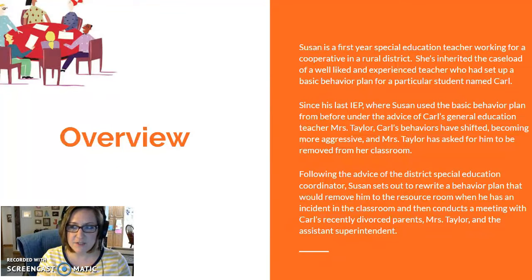So following the advice from a district special education coordinator, Susan writes a behavior intervention plan on her own to remove Carl to the resource room when a behavior occurs that becomes too aggressive for the classroom. And then she holds a new IEP meeting to go through this plan with the parents. At that meeting, it becomes pretty obvious that the parents are still having some difficulties with each other, and really showing exactly why Carl's struggling the way he is at school.